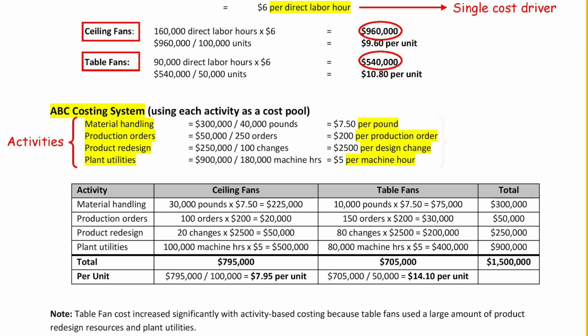And on the right hand side, draw a bracket and write multiple cost drivers. So pounds, that's the weight, number of production orders, number of design changes, machine hours, these are all multiple cost drivers for relevant activities under the activity-based costing system. So put a box around ceiling fan and circle $795,000. Put a box for table fans and circle $705,000. So under activity-based costing, the total overhead cost of $1.5 million is allocated between ceiling fans $795,000 and table fans $705,000.